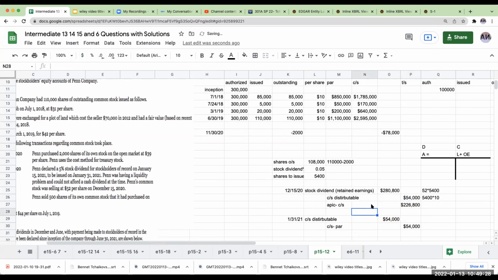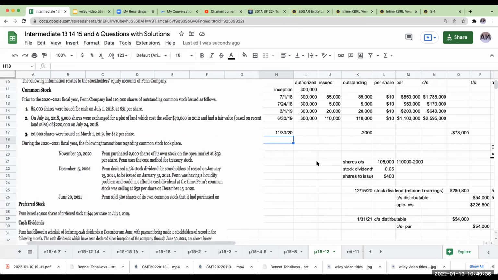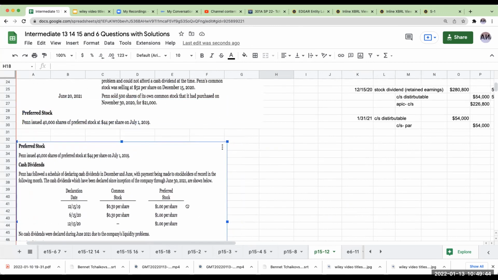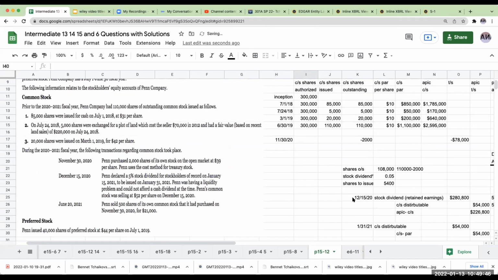Okay. So in terms of how this goes through and impacts our financial statements, how does this go through and impact our financial statements? Let's just combine these. So on 1/31/21, I'm now issuing out 5,400 shares.